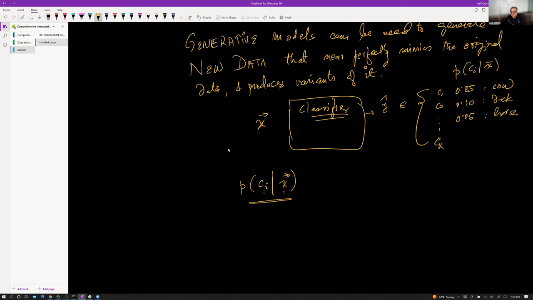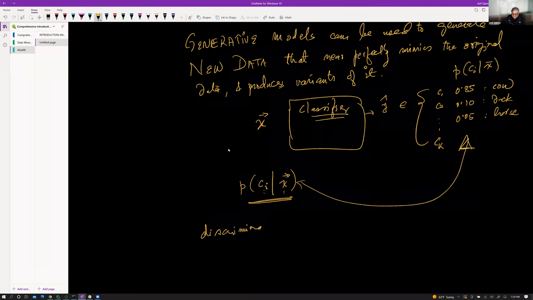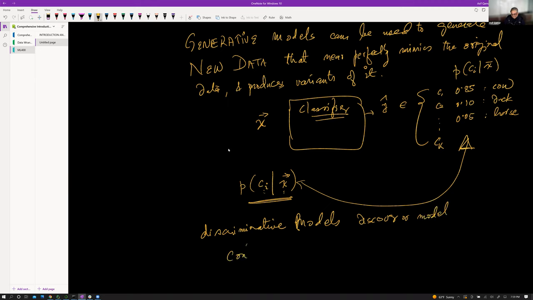That's what it is. Do you see how this is the same thing, just written in a more succinct mathematical way? The trouble with succinct mathematical ways is, once you know it, it looks obvious, but if you don't know it, it looks rather scary. But actually, there's nothing scary. It's just a notation. So in other words, discriminative models discover or model conditional probabilities.